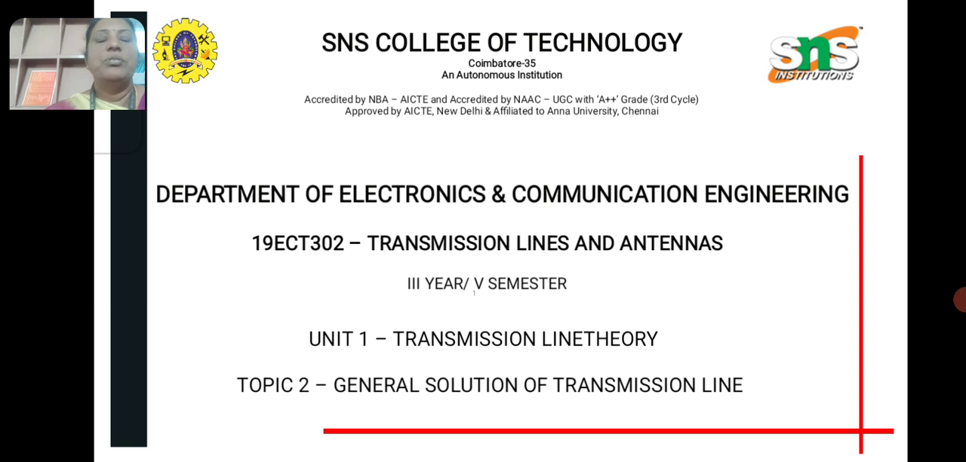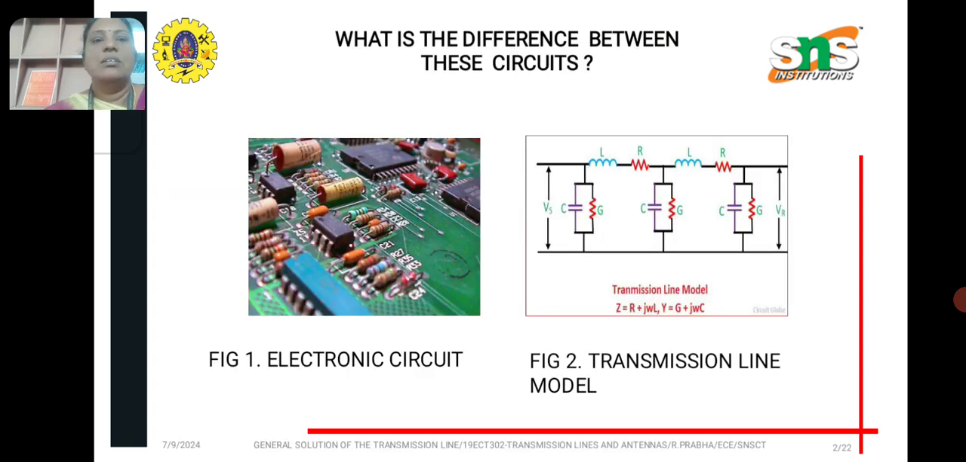In this video, we are going to discuss the topic General Solution of a Transmission Line for the course Transmission Lines and Antennas. So, in this picture, there are two diagrams. On the left hand side, we have an ordinary electronic circuit which consists of lumped components, and this type of circuit is in the form of a network of lumped elements, or lumped circuit.